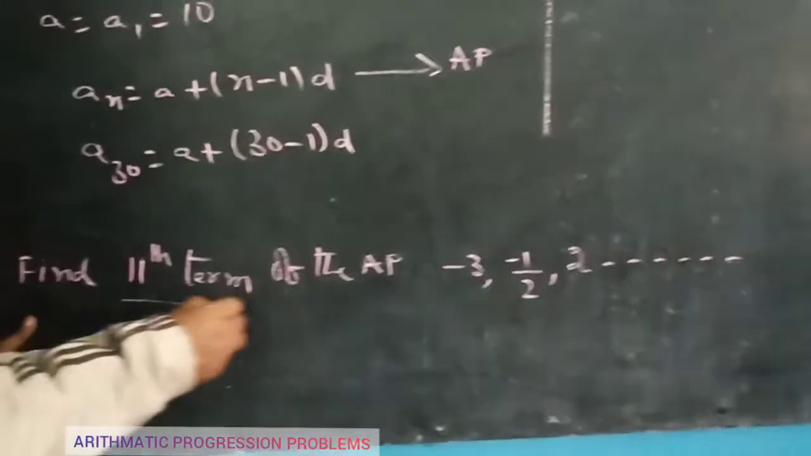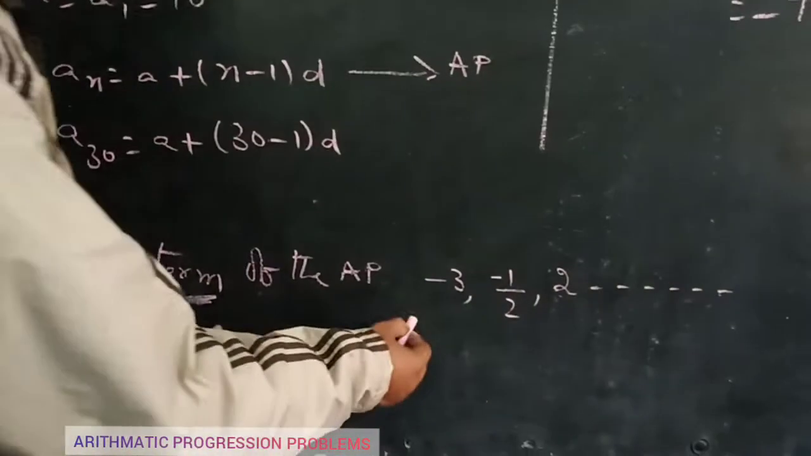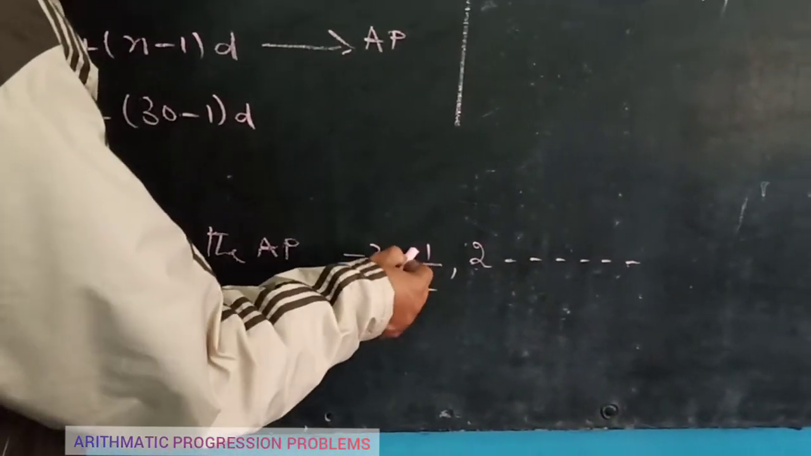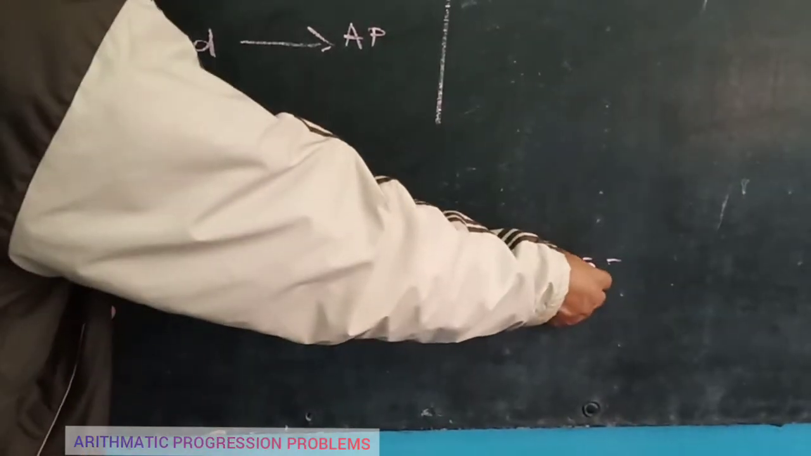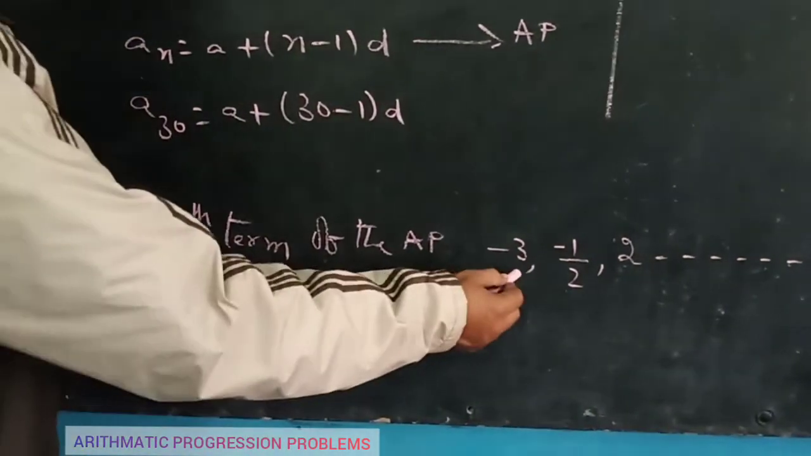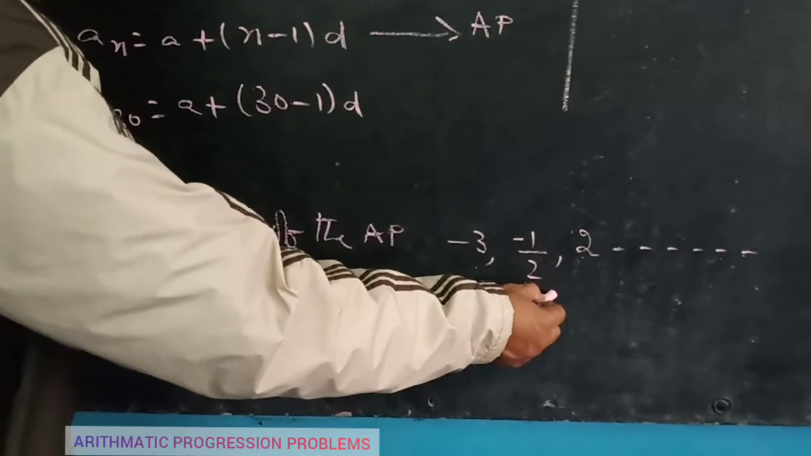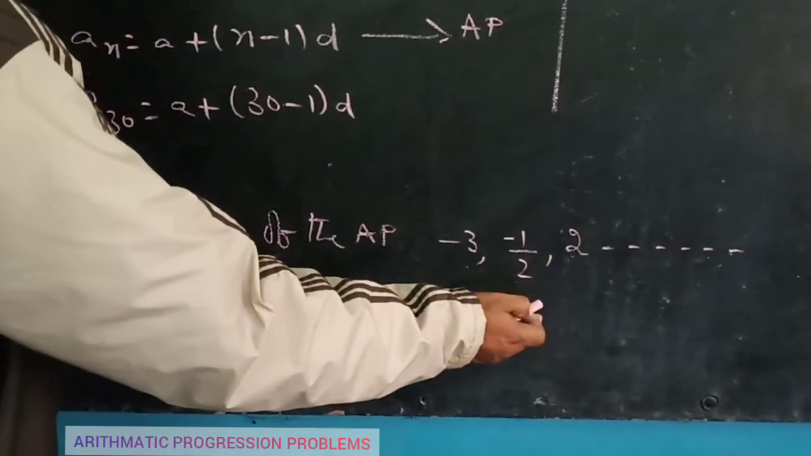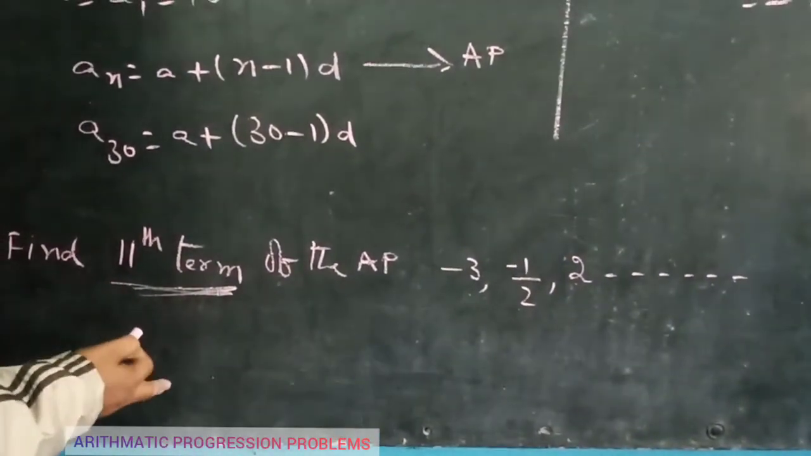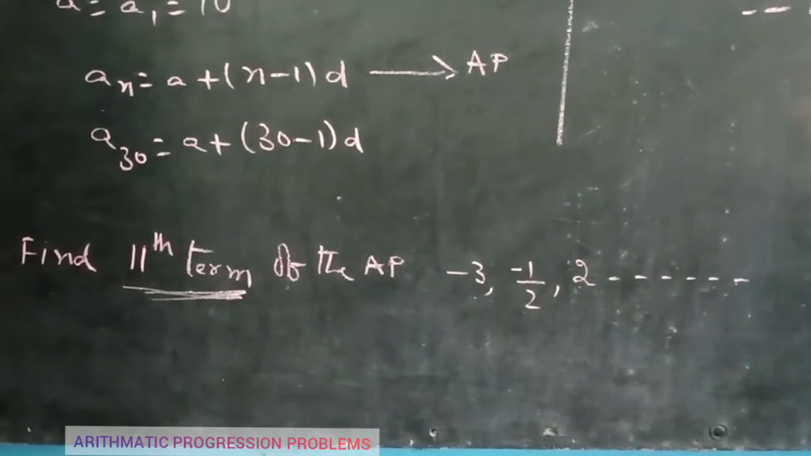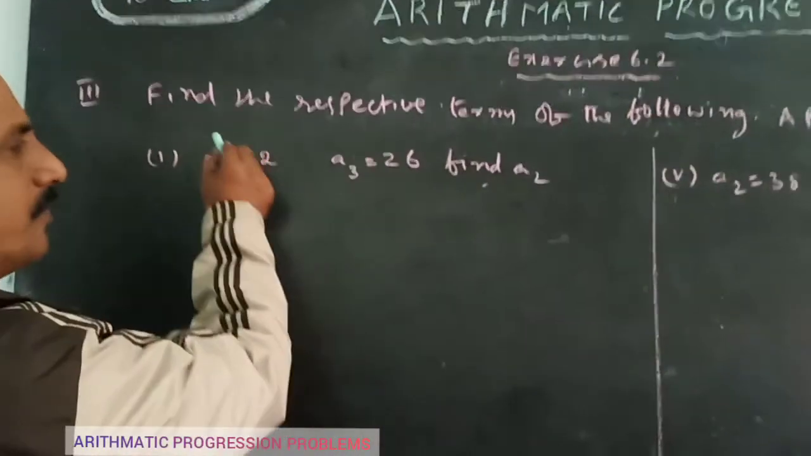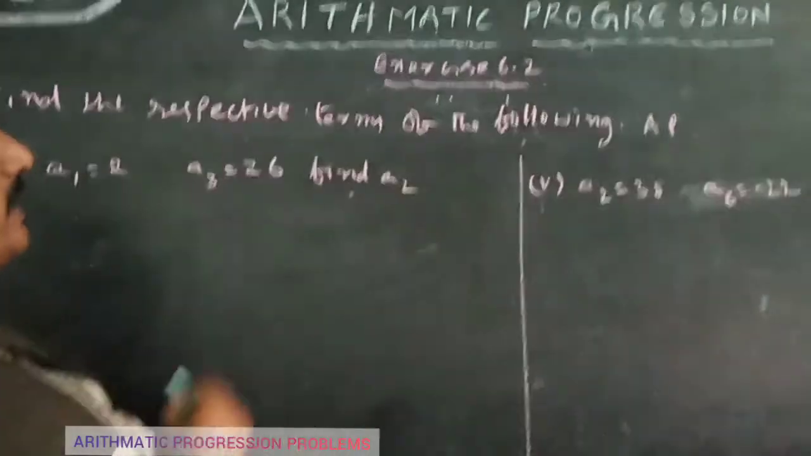And the second sum is also the same model. Find the 11th term, and the AP series is given: minus 3, minus 1 by 2, 2 and so on. So for the 11th term, find out the first term and common difference, and then find the 11th term. The 11th term is equal to a plus 10d.